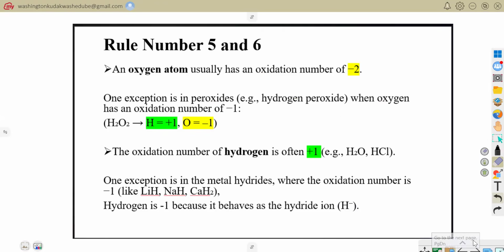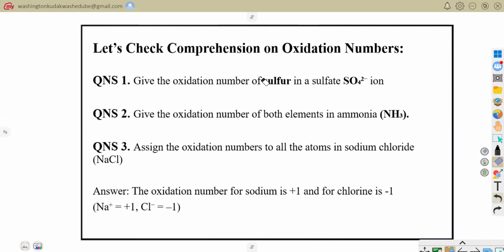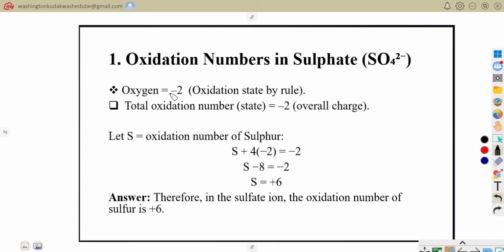Now let's see how we apply these rules. Let's check our comprehension, whether we have understood enough in terms of the application of our oxidation numbers. So we have got 3 questions here. The first question says give the oxidation number of sulfur in sulfate ions. Question number 2 says give the oxidation number of both elements in ammonia. And the last one says assign the oxidation numbers to all the atoms in sodium chloride. This is sodium chloride. Now let's see how we would have done that.